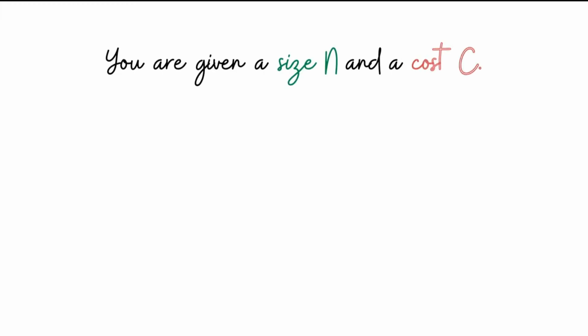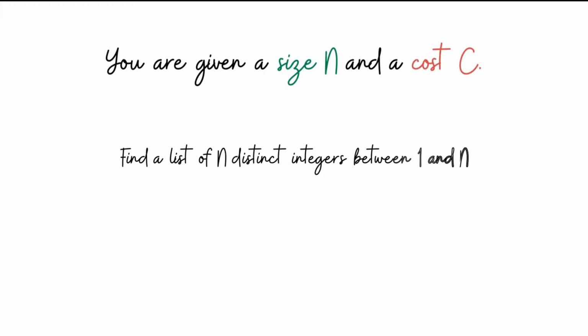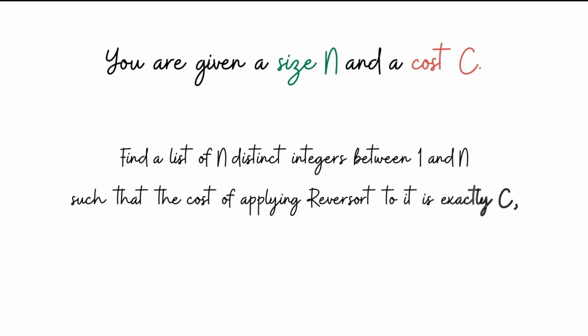So specifically, we are given two integers n and c as input, and we have to find a list of n distinct integers between 1 and n such that the cost of applying reverse sort to this list is exactly c, or we conclude correctly that there is no such list.